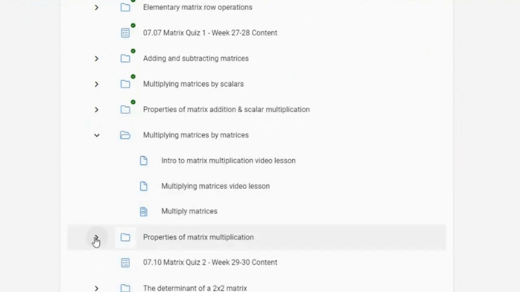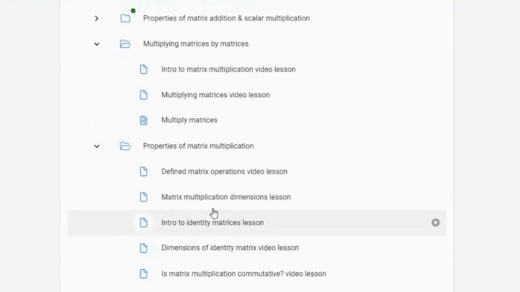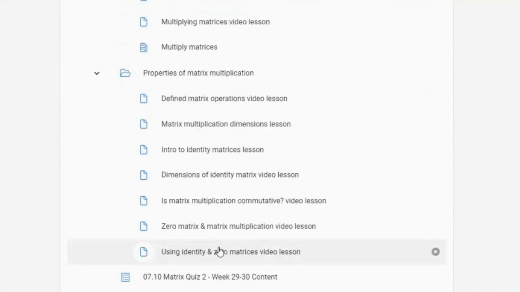Under properties, there are no assignments in this folder. But look, there are lots of things that need to be covered about multiplication of matrices, including identity and zero. This is stuff that's going to be on the quiz: these zero matrices, the identity matrices. So this is stuff we need to cover today so you'll understand it for the quiz.